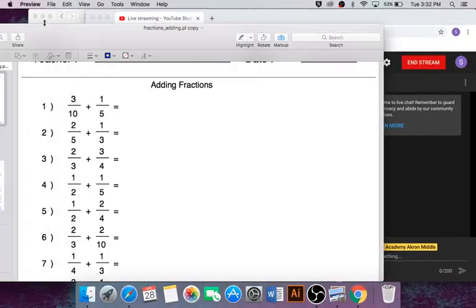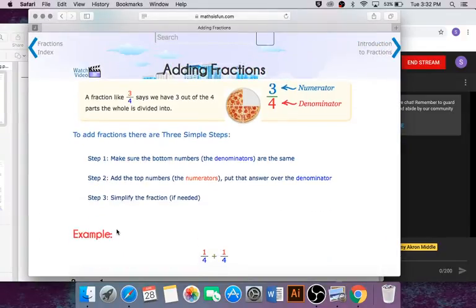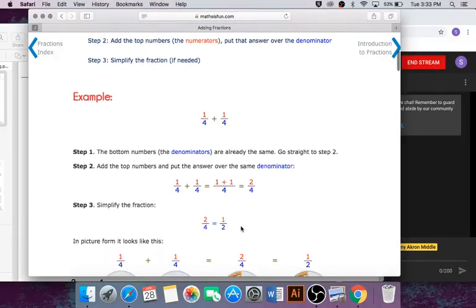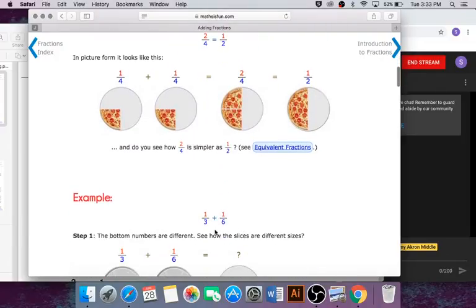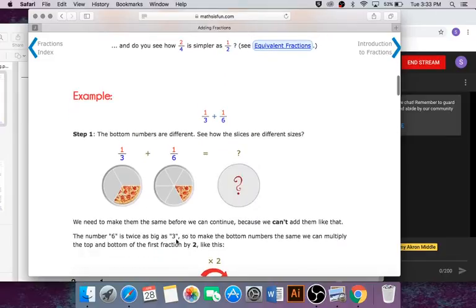So the first thing I wanted to go over was looking at adding fractions with unlike denominators. Last week we looked at adding them when the denominator is the same, where we just add the top numbers, which is our numerator, and we keep the denominator the same. When they don't have the same denominator, we need to find a common denominator for them. So we do that by finding which number goes into both of the denominators.